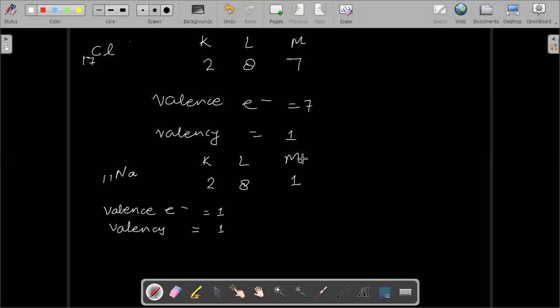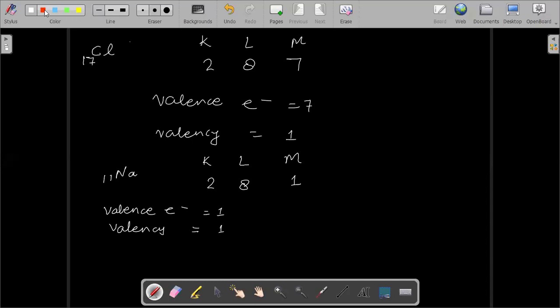It will remove this 1 electron from here. And in that case, when 1 electron is removed, the M shell will become vacant. So this M will be vacant.